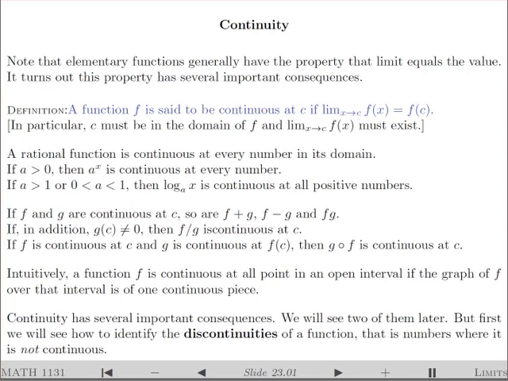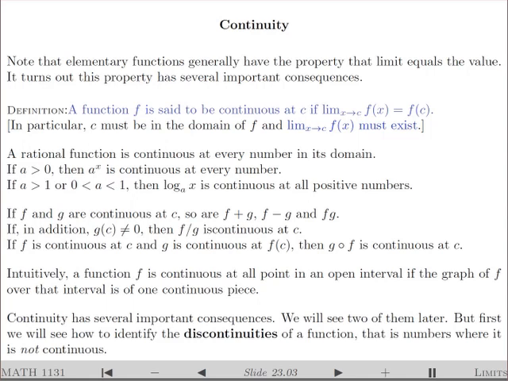Note that this includes two specific requirements. First of all, f of c should make sense, so c should be in the domain of the function f. Secondly, the limit must exist. Only then we can ask if they are equal or not.